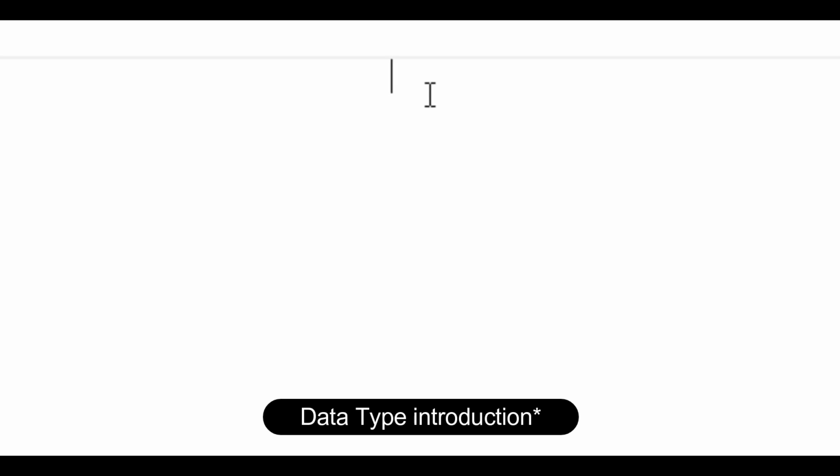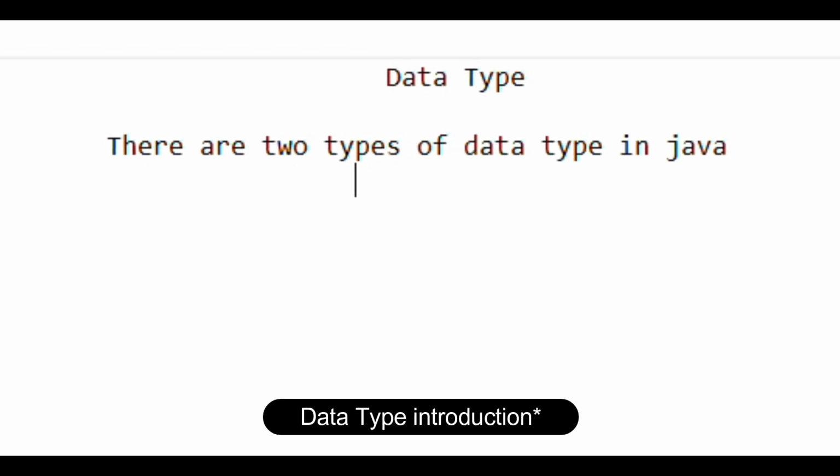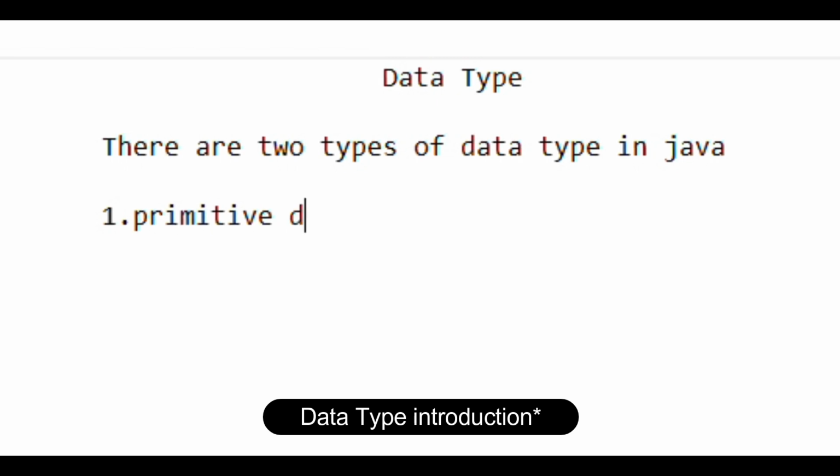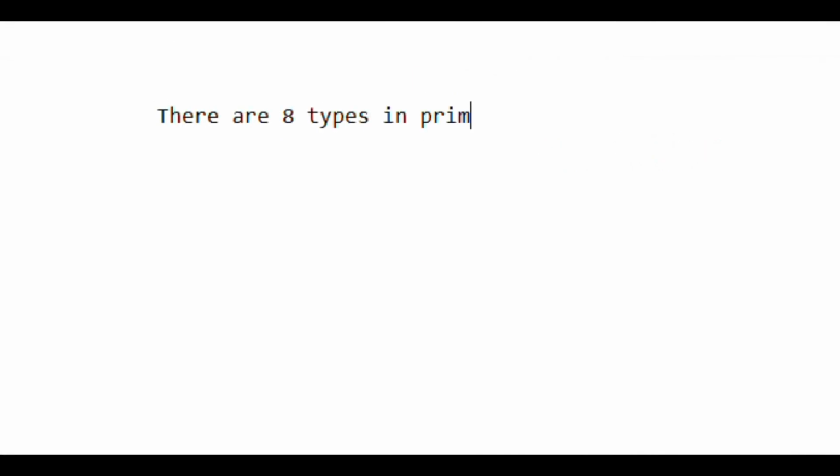In this video, we will talk about the different data types which are present in Java. So basically, there are two main data types which are present. First one is primitive data types, and second one is non-primitive data types. There are total 8 data types which are present in primitive data types.